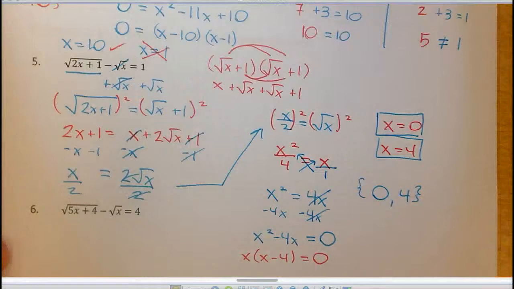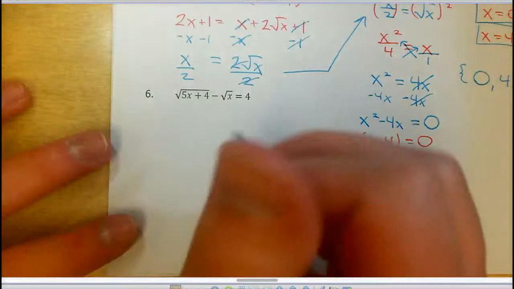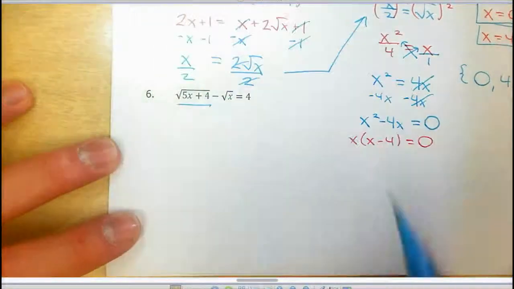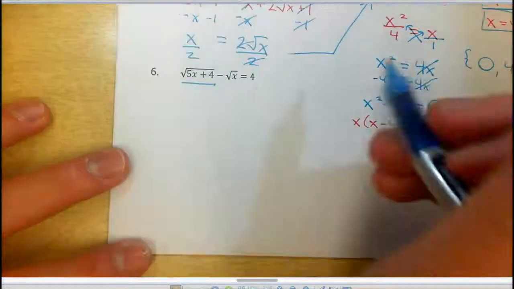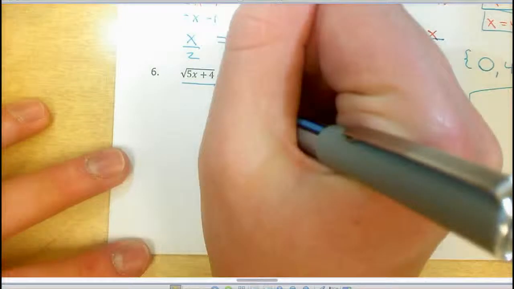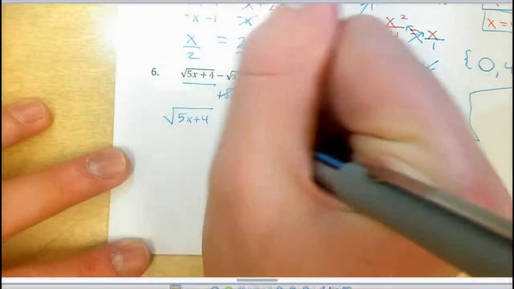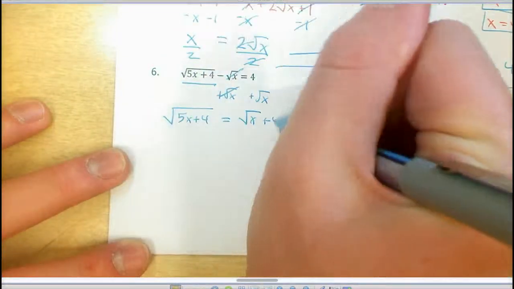Okay, last one, number 6. We have radical 5x plus 4 minus radical x equals 4. Same thing as number 5. I'm going to isolate the more complicated looking radical first. And so I need to add radical x to both sides, which is going to give me radical 5x plus 4 equals radical x plus 4.